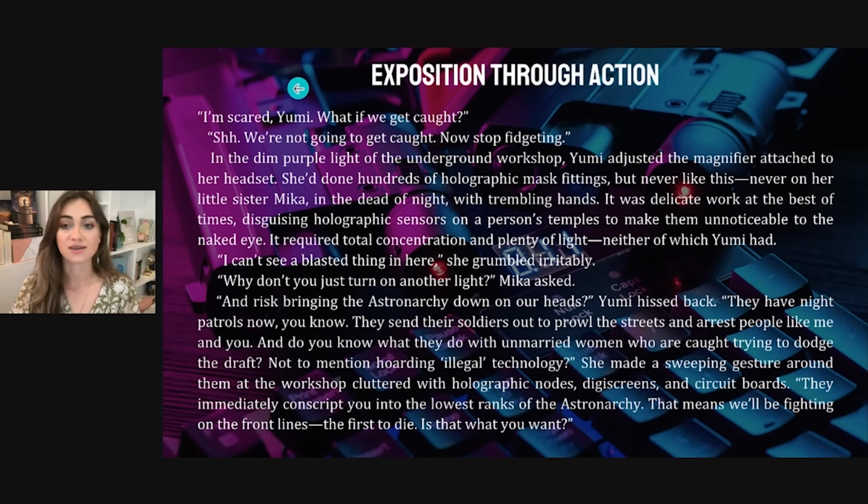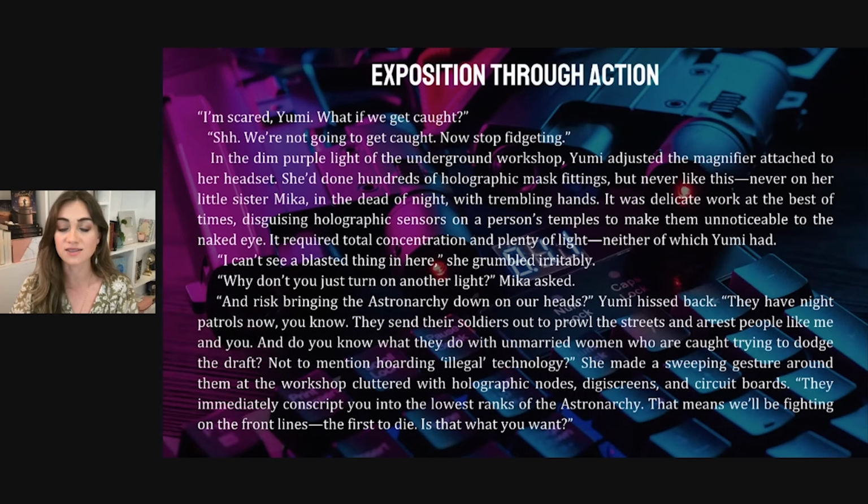In the dim purple light of the underground workshop, Yumi adjusted the magnifier attached to her headset. She'd done hundreds of holographic mask fittings, but never like this. Never on her little sister Mika in the dead of night with trembling hands. It was delicate work at the best of times, disguising holographic sensors on a person's temples to make them unnoticeable to the naked eye. It required total concentration and plenty of light, neither of which Yumi had.